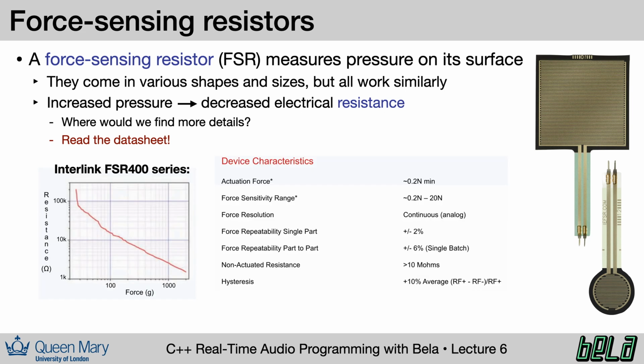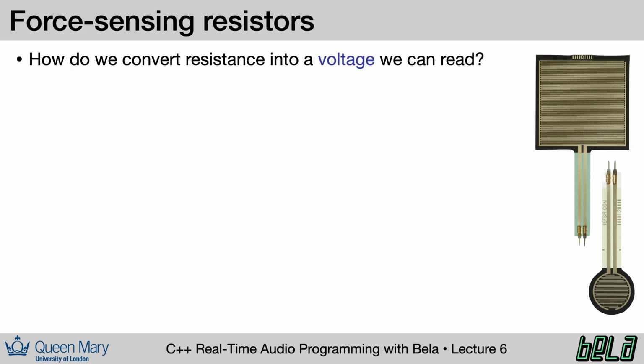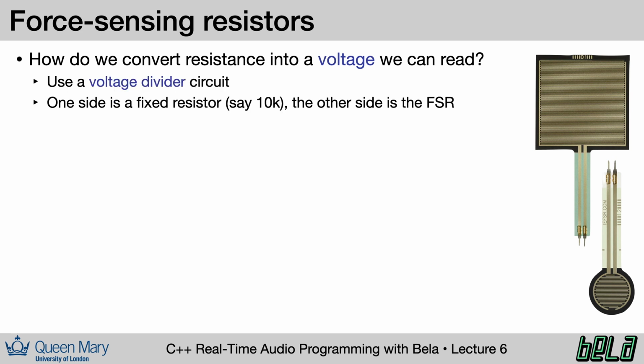Interlink is one of the companies that makes force sensing resistors, and here's some examples from their datasheet. You can see that with no pressure, the resistance on the FSR is very high, but it rapidly drops with increasing force. Notice that the FSR only has 2 terminals rather than 3, like the potentiometer that we just wired up. How are we supposed to use this to convert a resistance into a voltage that we can actually read at our analog input? Well, the answer is the same circuit we saw before. We need to build a voltage divider.